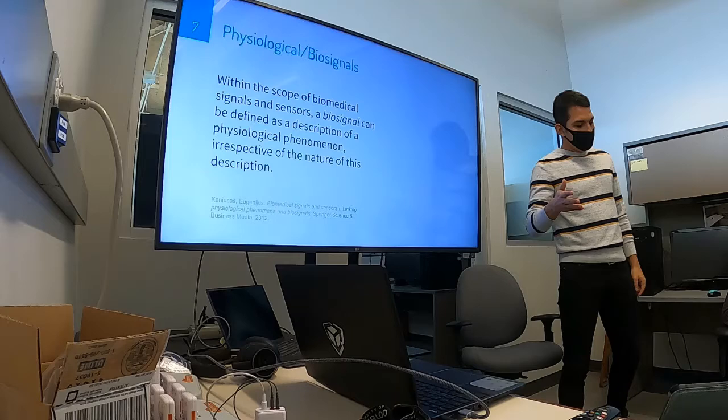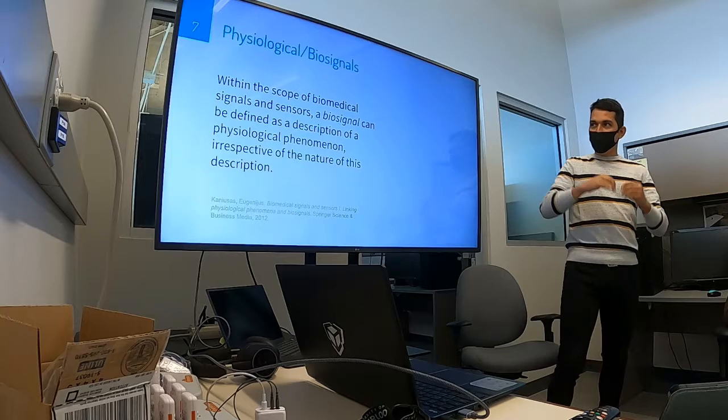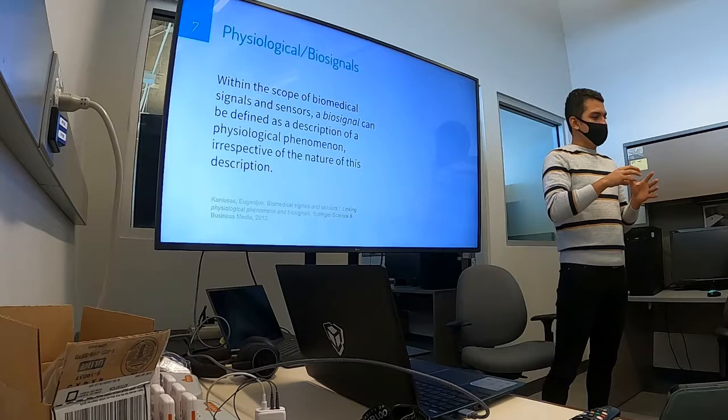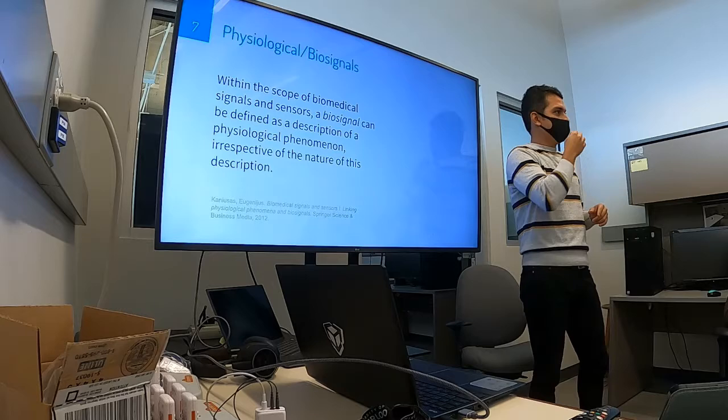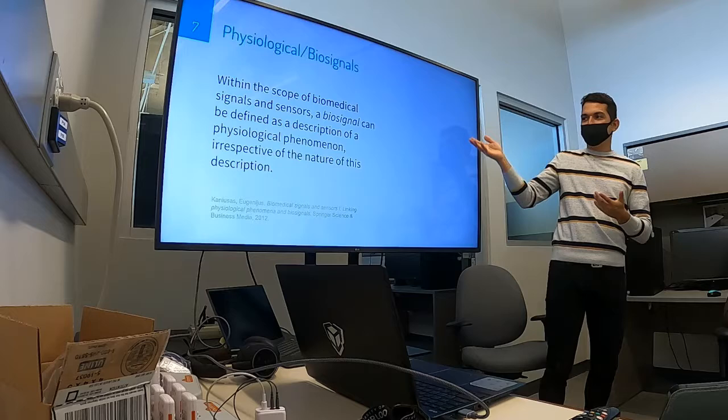Every time we talk about this type of system, we need to relate to signals, and we need to relate to how to measure signals, how to measure those specific physiological phenomena. So in the scope of biomedical signals, a biosignal or a physiological signal can be described as a descriptor, something that is describing a phenomenon that is happening. You saw all the phenomena that happen with the sympathetic and the parasympathetic. A signal is basically the way engineers represent those phenomena, so we need to quantify them and record them. So a biosignal is basically a representation of those physiological phenomena.